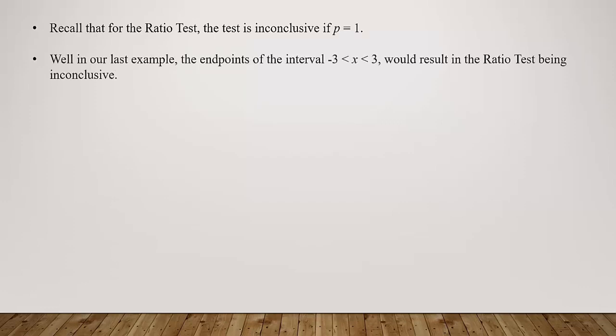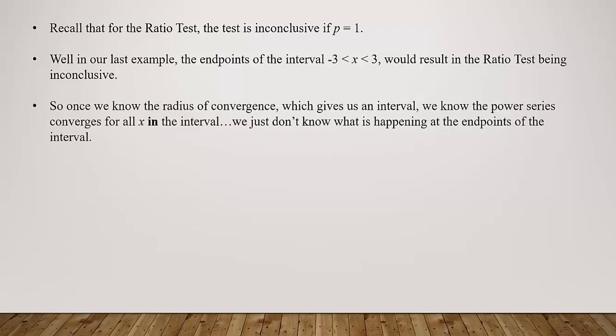Well, again, in our last example, I showed that at the endpoints of the interval, -3 and 3, the ratio test would be inconclusive. So we have a problem at the endpoints. We know that the power series in the last example converges for any value of x inside the interval -3 to 3. We don't know what's happening at the endpoints.